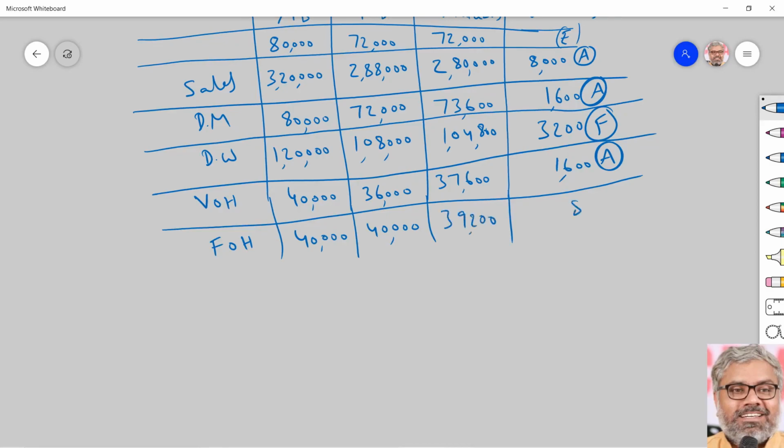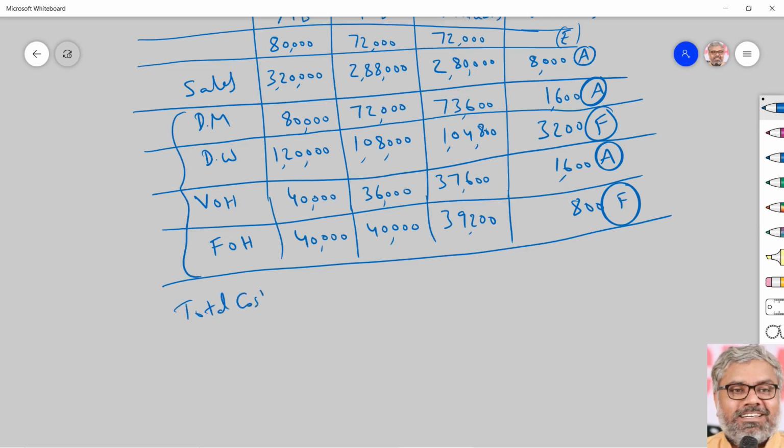39,200 is actual. That means there is 800 rupees favorable fixed overhead variance. That is the different types of variances here. Now we can even calculate the total of all the costs. Total cost, we can take. How much is the total of all these costs according to the master budget? 80 plus 120, 2 lakhs, plus 40 plus 40, 2 lakhs, 80,000.